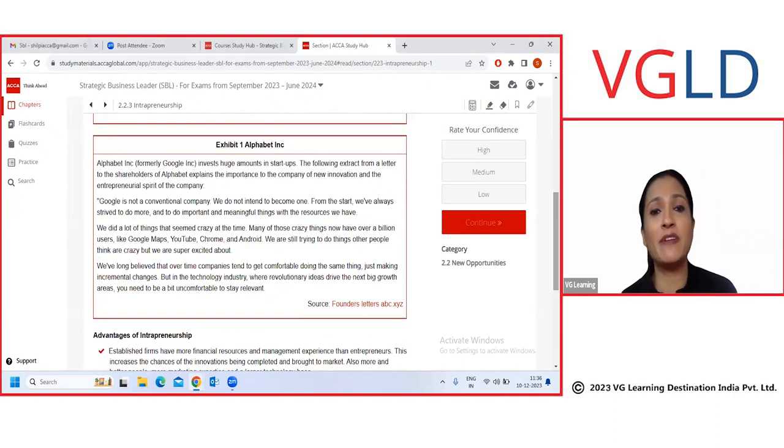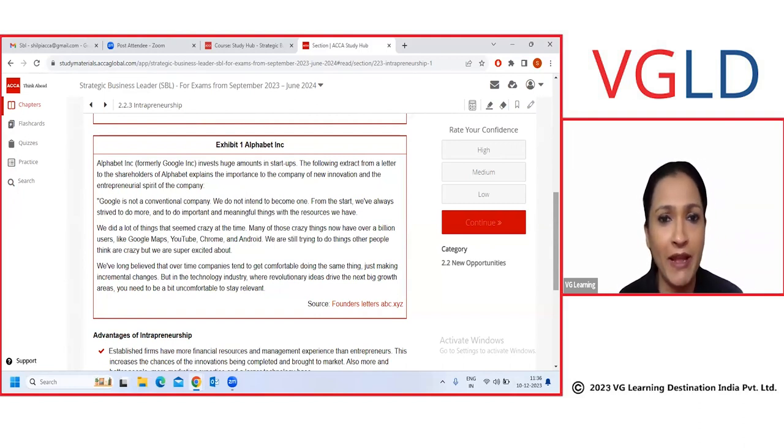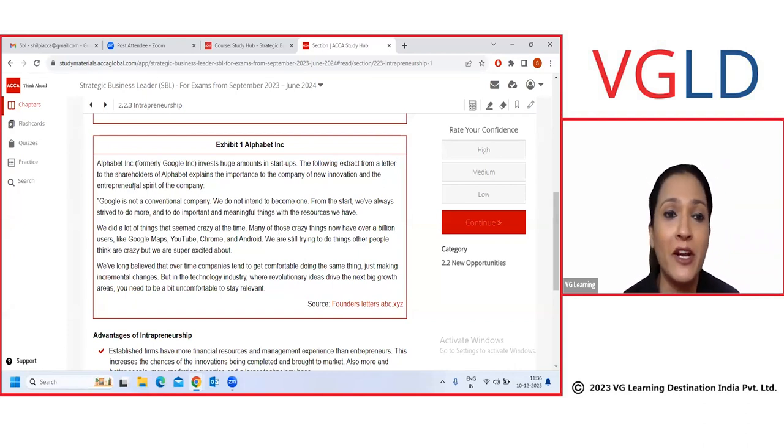So quickly have a look at exhibit one, wherein we are talking about Alphabet Inc. Any idea what is Alphabet Inc.? So we're talking about Google here, right? So Google invests huge amounts in startups. The following extract from a letter to the shareholders of Alphabet explains the importance of new innovation and the entrepreneurial spirit of the company. Google is not a conventional company. We do not intend to become one. So this is actually a very strong line, that they don't intend to become a conventional company.